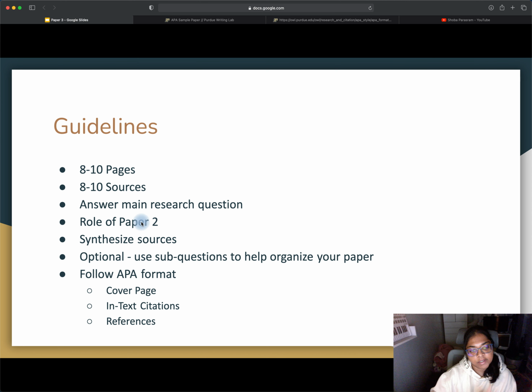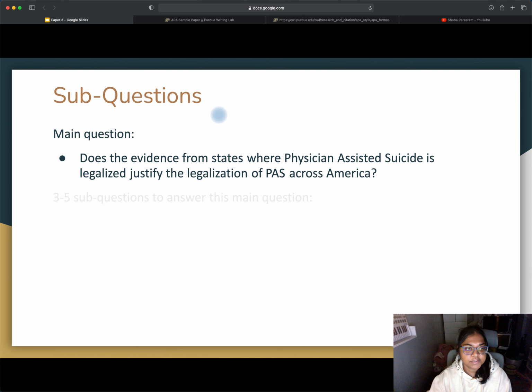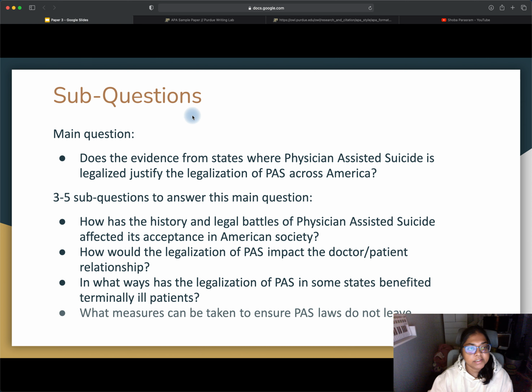If you're choosing to combine papers 2 and 3, the role that paper 2 would play is to basically be one of your sub questions. So for example, let's say you have this main research question: does the evidence from states where physician-assisted suicide is legalized justify the legalization of PAS across America? That's what your entire paper would ultimately be answering. Maybe for paper 2, you may have written on this sub-question here: how has the history and legal battles of physician-assisted suicide affected its acceptance in American society? So that was the question that paper 2 was answering.